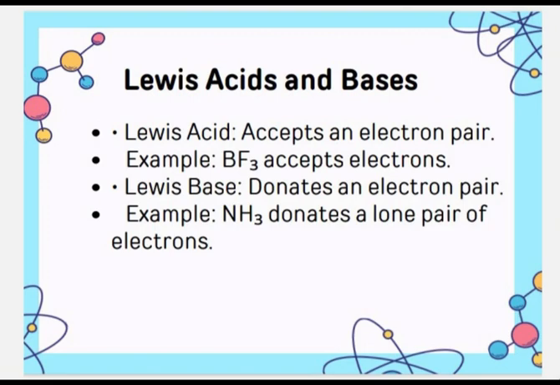Number 2, Lewis bases donate electron pairs. What does it mean? A Lewis base is any substance that can donate an electron pair. Lewis bases have lone pairs of electrons, which we can call non-bonding electrons, that they can share with a Lewis acid. These substances are electron-rich and look for ways to share their electrons with an electron-deficient species.